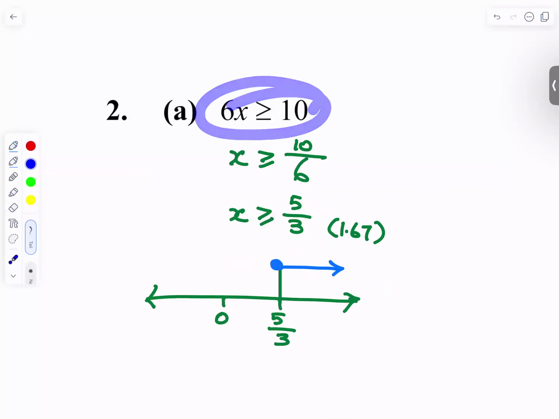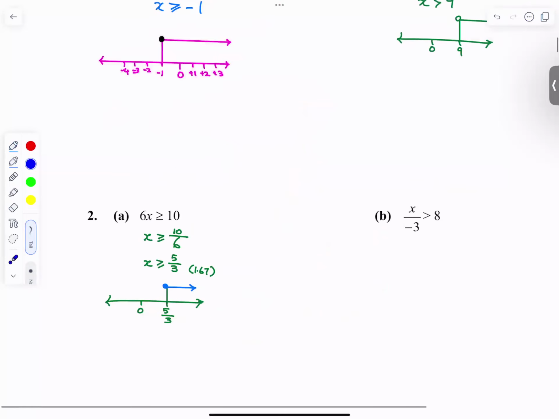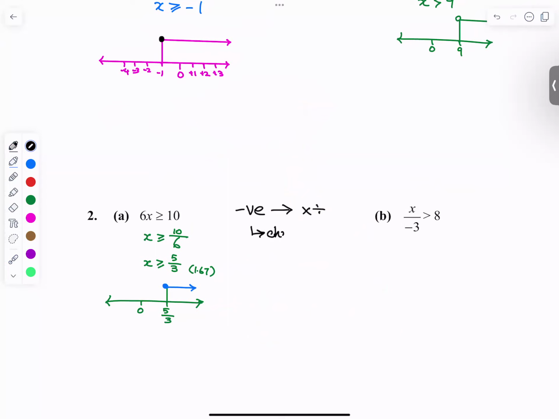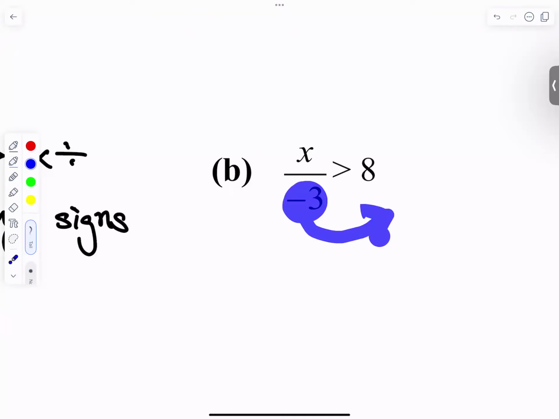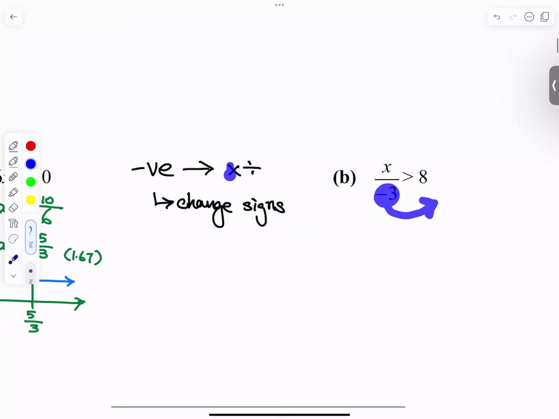Now, why was I saying that plus and minus, times and division is a little harder? Because when there is a negative number doing times or division, we change the sign. We change the signs. What does that mean? For example, in question B here. Now, I don't want this -3 here. It's being divided. So if I move this -3 to the other side, it will be multiplied, right? So when it's being multiplied or divided, we change the sign. Which sign do we change? We change the symbol in the middle, the inequality sign.